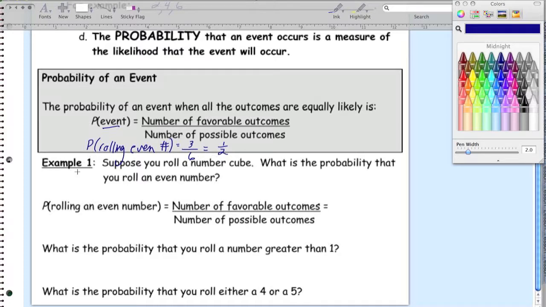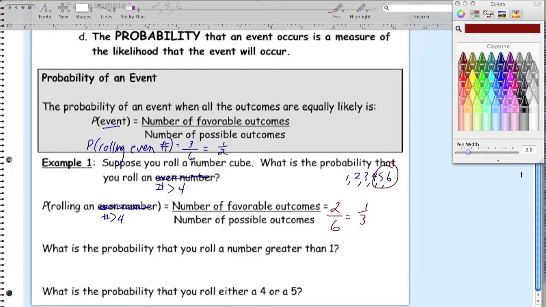So let's take a look at example 1. Suppose you roll a number cube. What is the probability that you roll an even number? Well, we just did that one, so let's spice it up a little. How about a number greater than 4? Okay, so I'm going to change this in here. The probability of rolling a number greater than 4. All right, we want to see how many favorable outcomes do we have. These are our possible outcomes. The things that we want to get would be 5 and 6. So we have 2 favorable outcomes. And how many total possible outcomes do we have? We have 6 possible, so 2 out of 6, and you always want to simplify it. So that means you have a 1/3 chance of getting a number greater than 4.